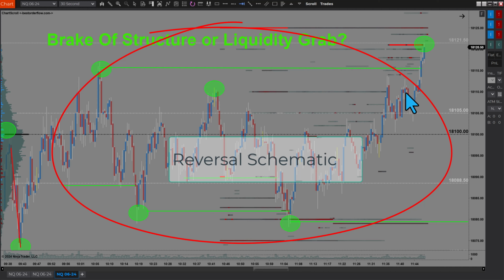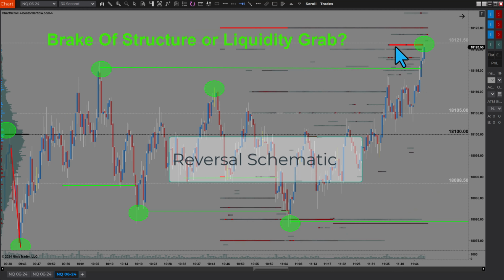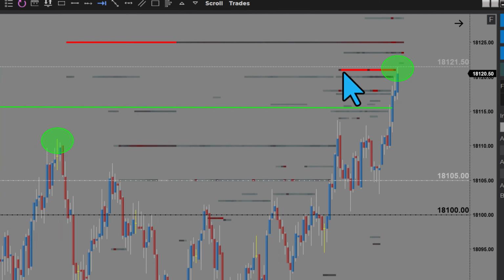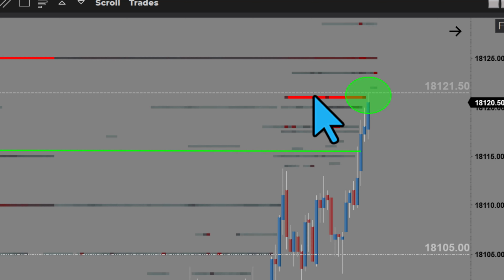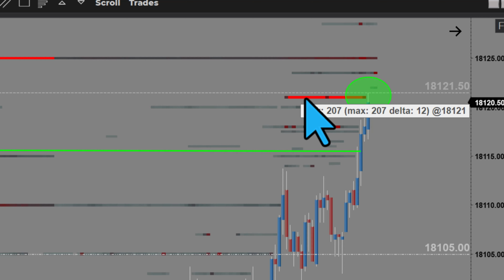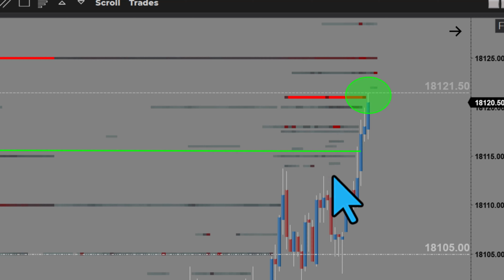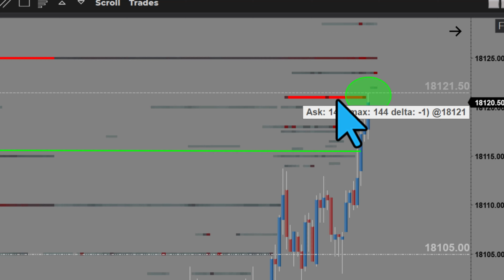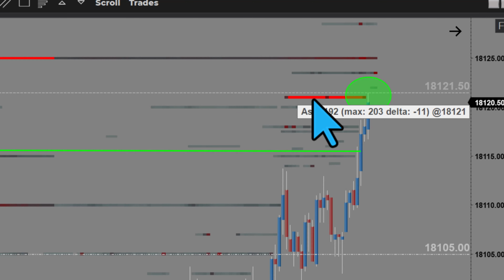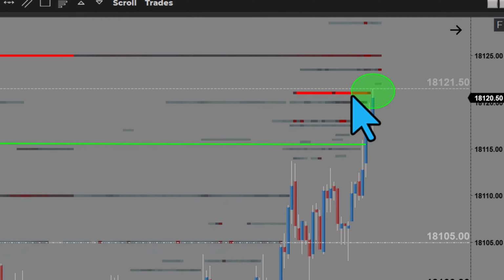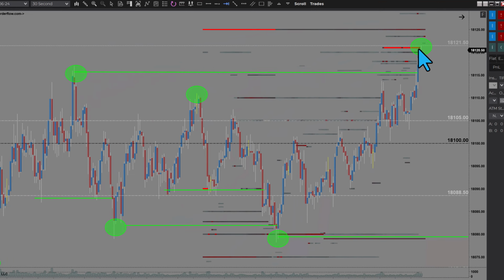Okay, now the price went up. Because we have the indicators from level 2, we're seeing about 200 contracts sitting here. There's not too much distance between this 207 contracts and the other 200-something contracts sitting right here. So we just get into this first red line, significant, above 200 limit orders here. And then what happens next?